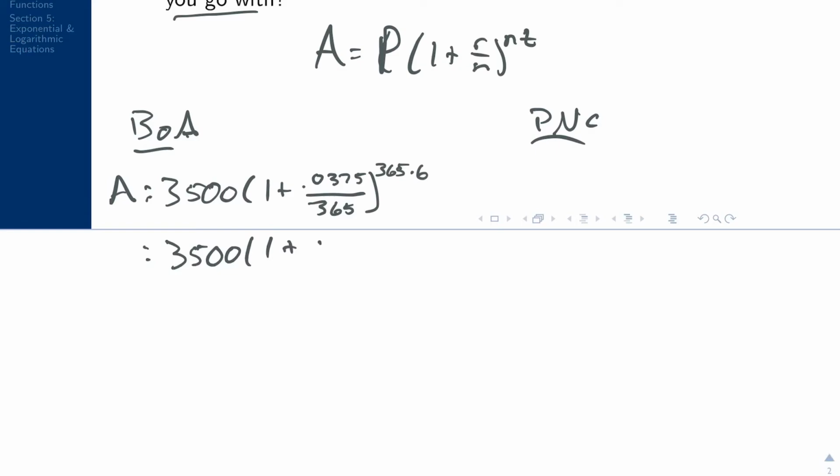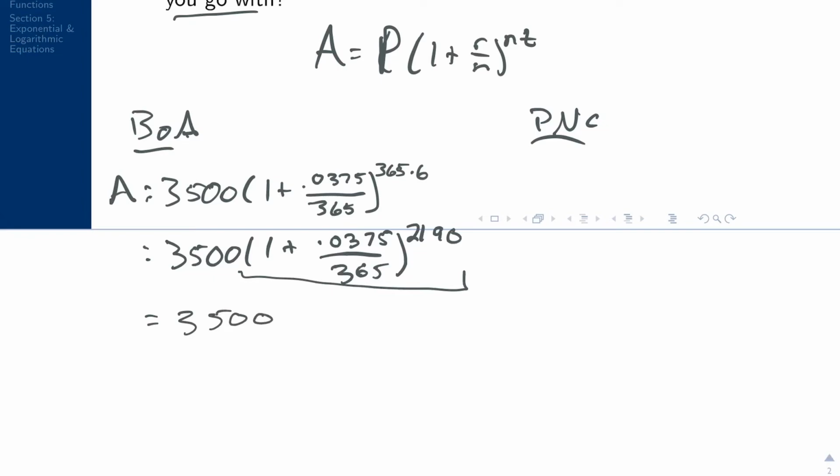the first thing we'll do is figure out what that weird exponent is. 6 times 365 turns out to be 2,190. This represents actually the number of days. So what we'll do is compute this whole quantity, 1 plus 0.0375 over 365. We put that into our calculator, and we'll get 1.252.